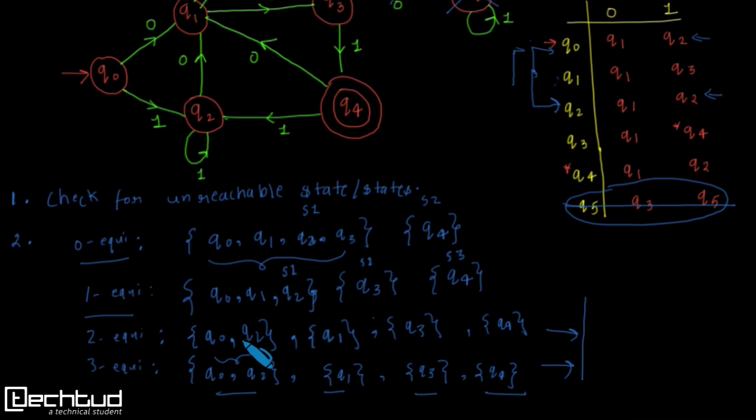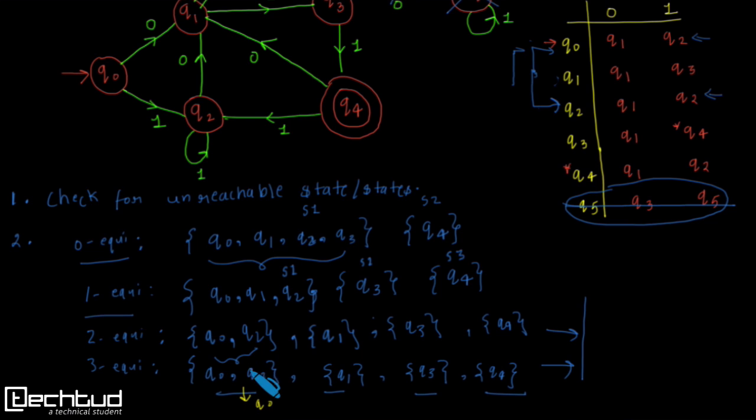So you can say that these are the minimal states for your automata. Now we have to choose the representative states of these sets. Since there is only one state in these 3 groups, we have to choose that state. But here there are 2 states in this group, so you can choose any one of the states as the representative of this set. Okay, so let's choose Q0.